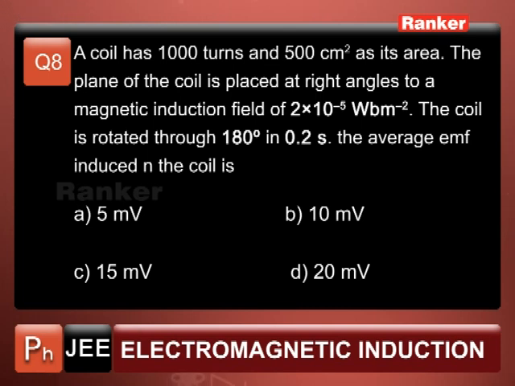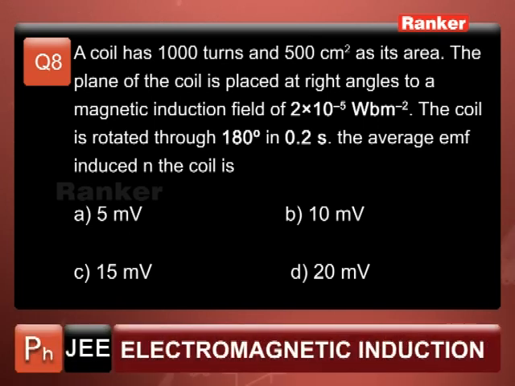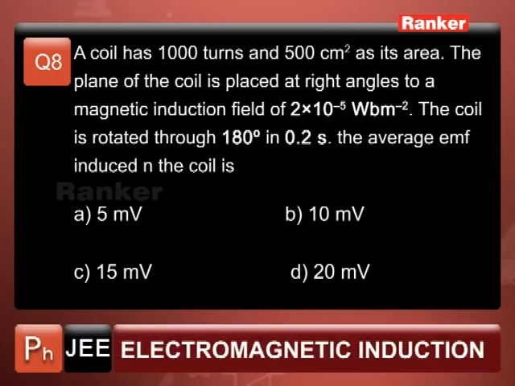A coil has 1000 turns and 500 centimeter square as its area. The plane of the coil is placed at right angles to a magnetic induction field of 2 into 10 power minus 5 Weber per meter square, which of course is Tesla once again. The coil is rotated through 180 degrees in 0.2 seconds. The average EMF induced in the coil is how much?